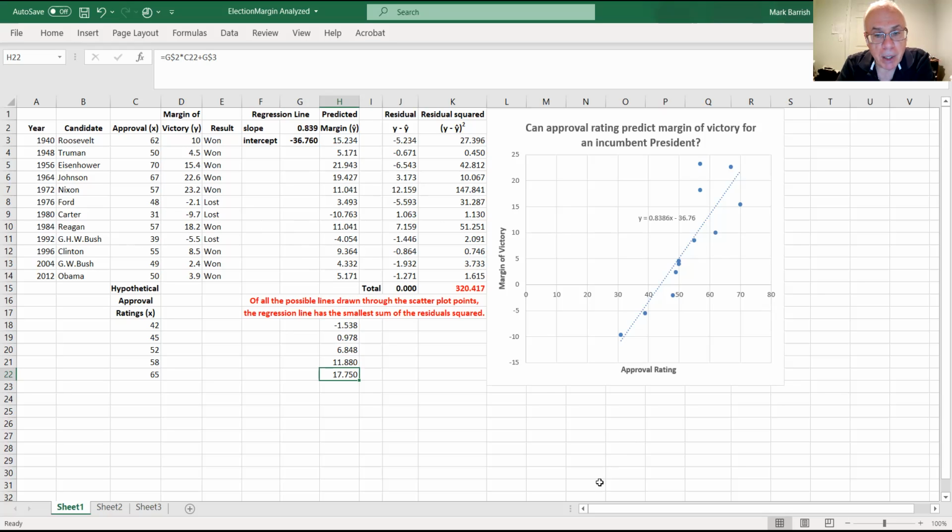I do want to stop sharing this and go back to that handout. I want to say one more thing here about the slope of the regression line. So actually, let me share with you again.